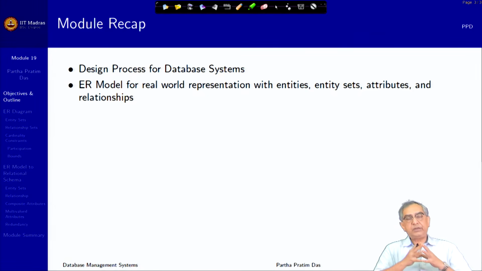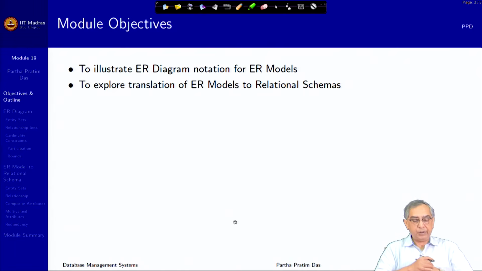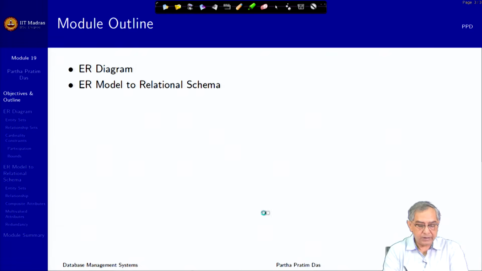And for doing this, we are learning a framework for this modeling, which is the entity relationship model in terms of entity sets, attributes and relationships. So, in this current module, we will learn the representation of these ER models in terms of a diagram known as ER diagram, entity relationship diagram, and then we will see how this diagram can be translated into relational schemas or tables. So, these are the two main things to discuss in this.